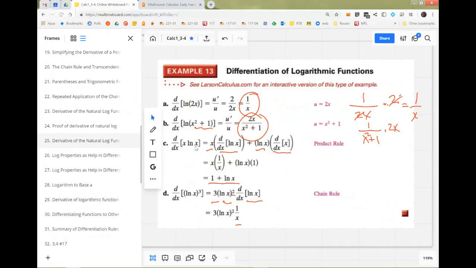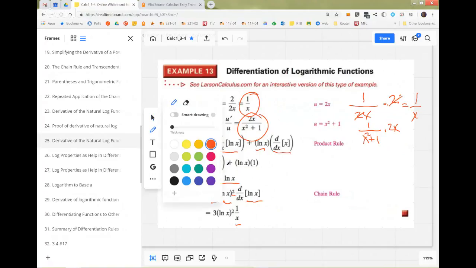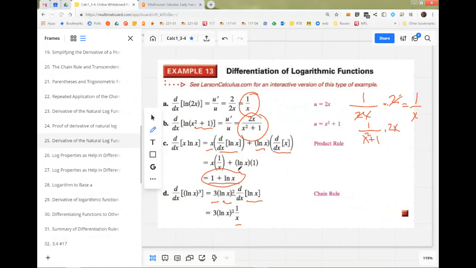Part C, we have x times the natural log of x. Well, that's a product rule. So we take x, the first, times the derivative of the second, plus the second times the derivative of the first. In this first one here, the derivative of the natural log of x is 1 over x, so we have x times 1 over x. And then in the second part, the derivative of x is 1. I think you can see that the simplified version is 1 plus the natural log of x.